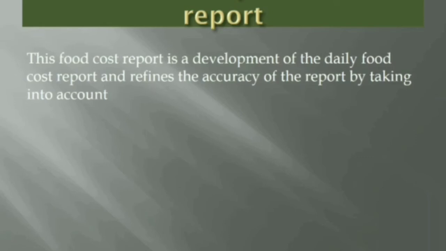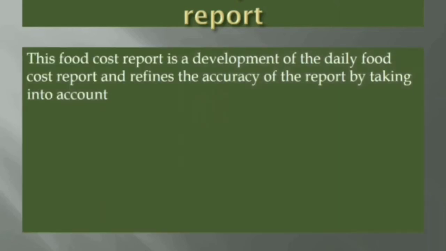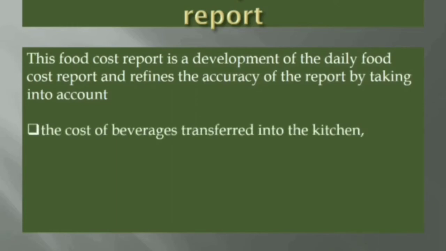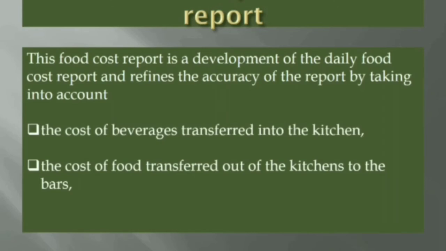The third method of food cost control is the detailed daily food cost report. This food cost report is a development of the daily food cost report and refines the accuracy of the report by taking into account the cost of beverages transferred into the kitchen, the cost of food transferred out of the kitchen and to the bars, and the cost of employee meals.